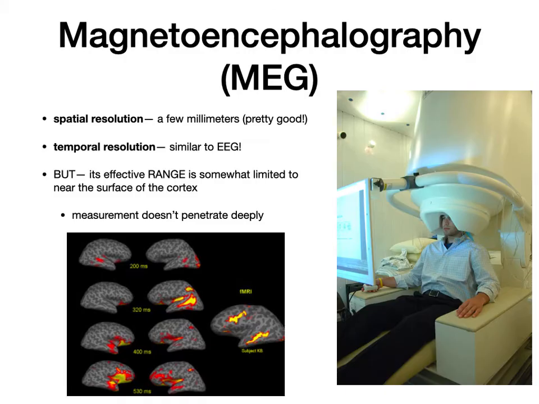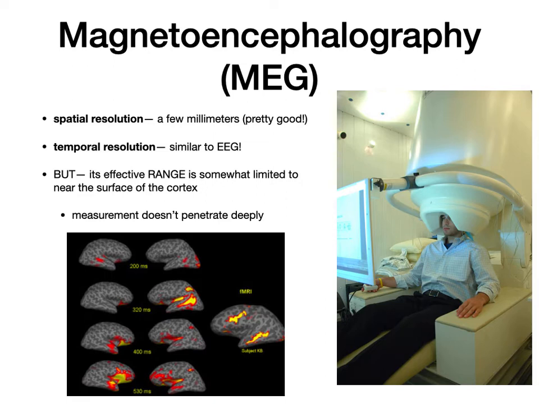Here's another tool that we haven't talked about yet, magnetoencephalography, MEG. This is supposed to be the answer to, hey, you want that high level EEG type temporal resolution, but you want it on a full brain scan, eh? So spatial resolution is a few millimeters, which is pretty solid. That's comparable to fMRI. And temporal resolution that's similar to EEG. It's on the order of milliseconds. So this is a great tool.